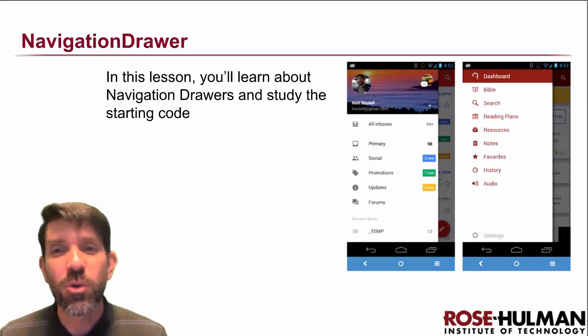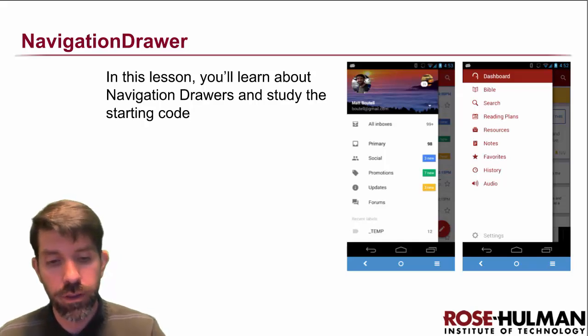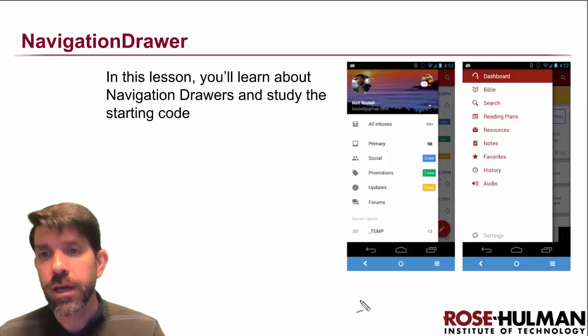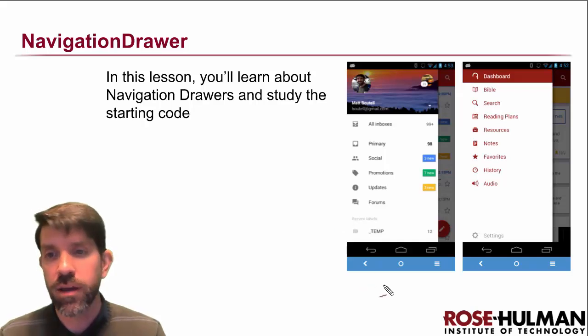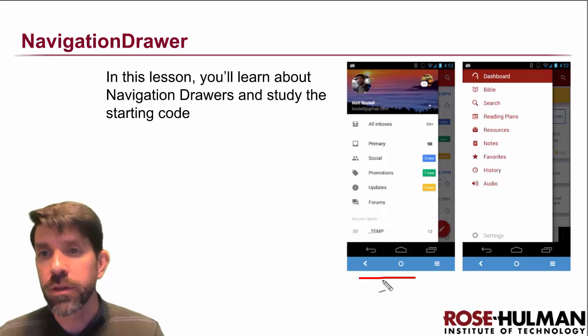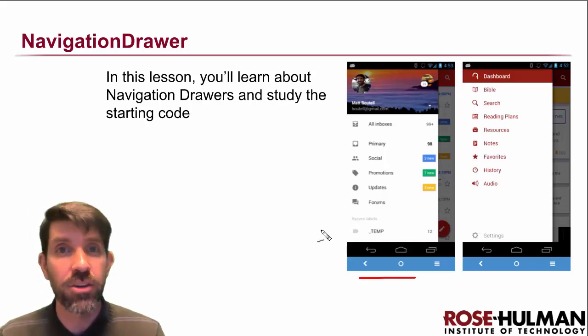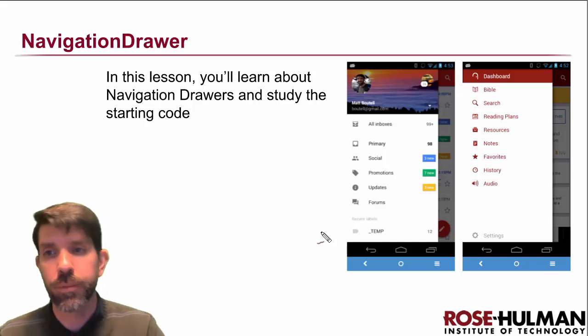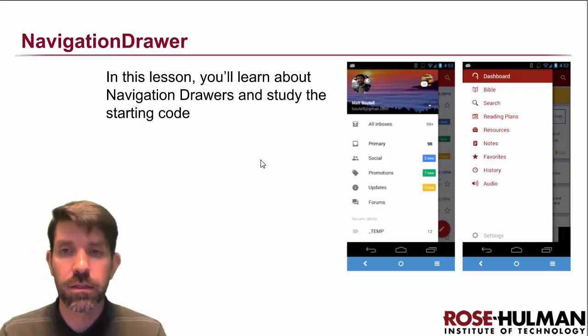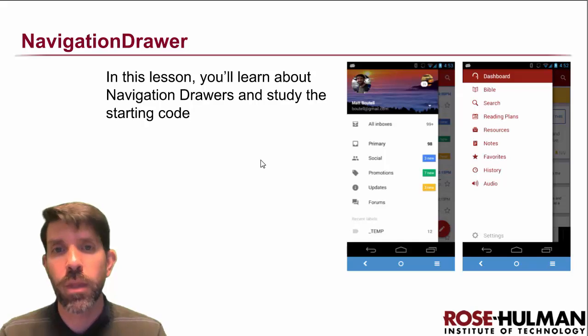Welcome. In this lesson, we're going to learn about navigation drawers and study the starting code that I'm going to give you here. I've got a couple of examples, some apps that I have on my phone. The first one you probably recognize as the Gmail app, very well known. The second one is the Bible Gateway app, and what's common between these two is that they're both using the navigation drawer UI design pattern. Very common these days. Lots of apps have them.